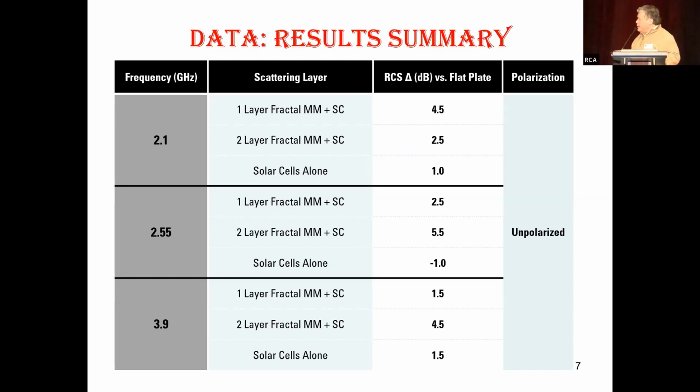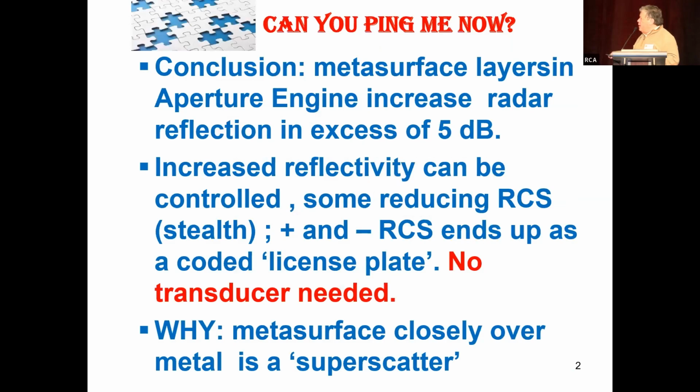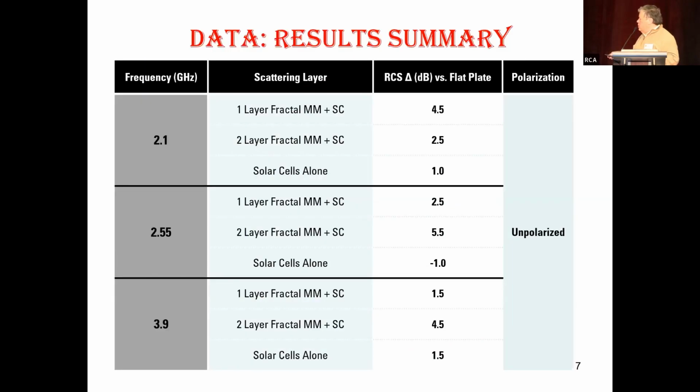But if you add these layers, these metasurfaces, and yes, they happen to be fractal. I had to put that in the talk. You end up getting a fair increase at some of these frequencies. For example, at 2.5 gigahertz, can I press the right button? That's the real question. You end up with about 5.5 dB increase in the reflectivity. At 3.3, you end at 4.5 dB.